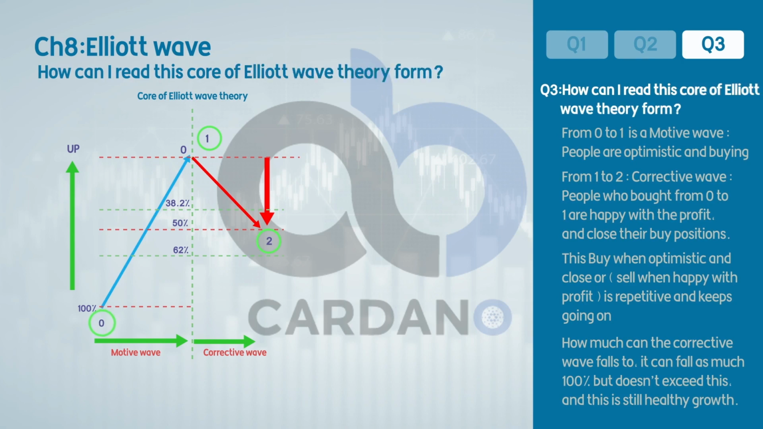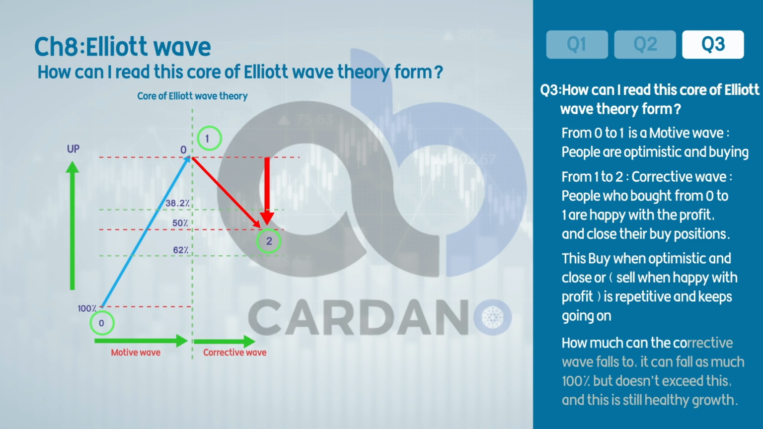The answer is from 0 to 1 is a motive wave. People are optimistic and buying. From 1 to 2, corrective wave. People who bought from 0 to 1 are very happy with the profit and close their buy positions. This buying when optimistic and closing or selling when happy with profit is repetitive and keeps going on.